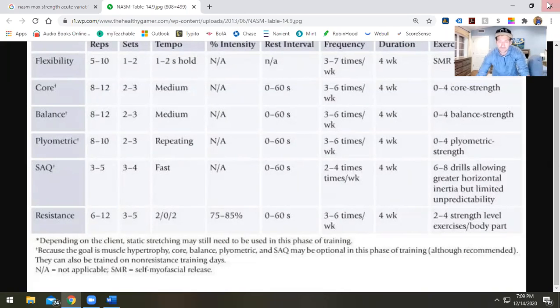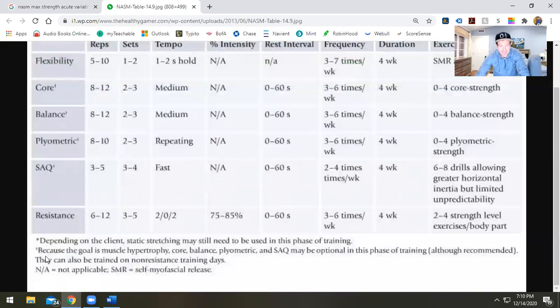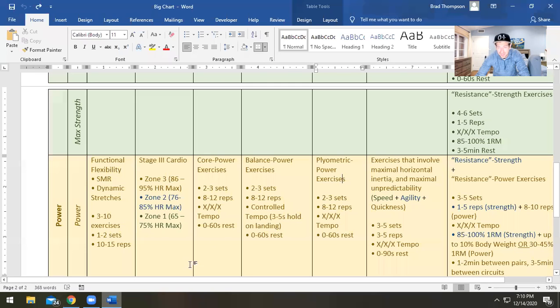And then you'll notice another asterisk next to core, balance, and plyometric and SAQ. And it says, because the goal is muscle hypertrophy, or if it said because the goal is max strength, core, balance, and plyometric and SAQ may be optional in this phase of training, although it is recommended. They can also be trained on non-resistance training days. And that is actually how I like to have an approach.